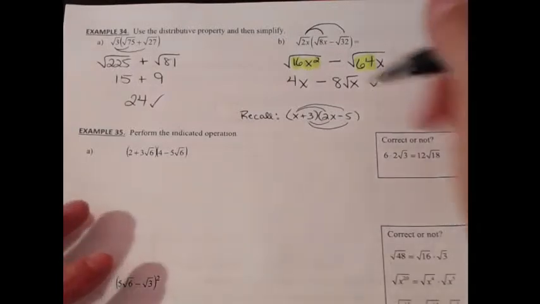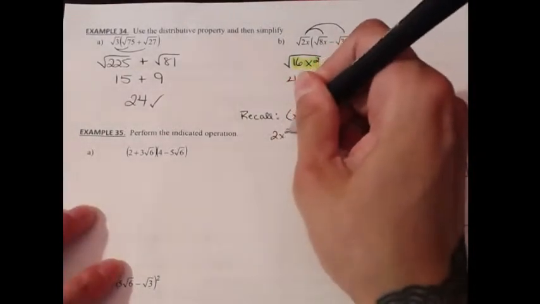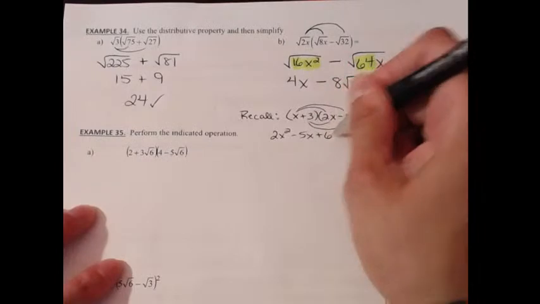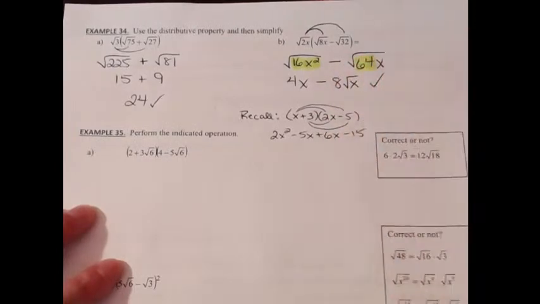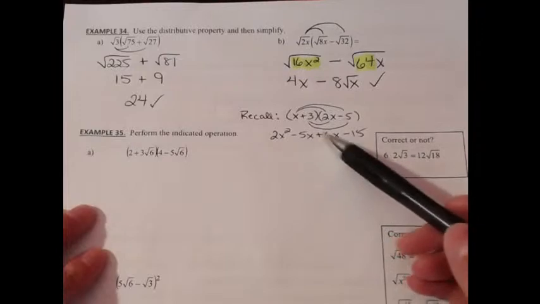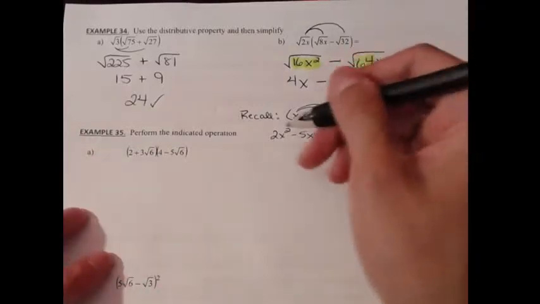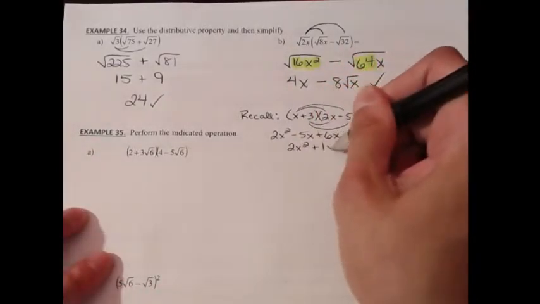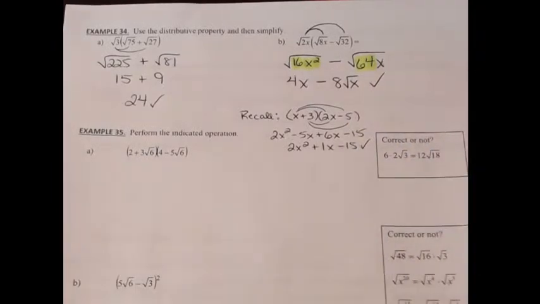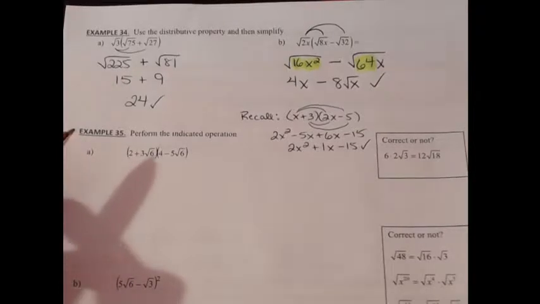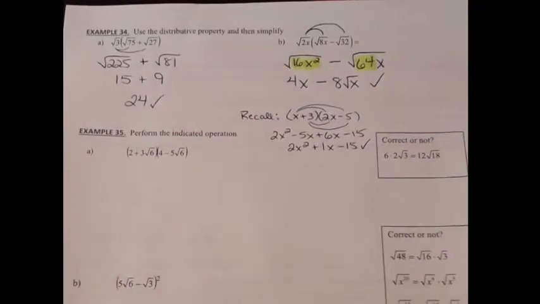That concept doesn't change. X times 2x, you would say that's 2x squared. X times negative 5, you'd say that's negative 5x. 3 times 2x, you'd say that's 6x. And then 3 times the negative 5, you'd say that's a negative 15. Of course, you would combine like terms. These are like because they have the same variable to the same power. So you would say, oh, this just becomes 2x squared plus 1x minus 15, and you'd be done with it, right? Same exact idea. Isn't that great? We don't have to worry about reinventing anything. It's all the same stuff. We're just using radicals instead of strictly variables.